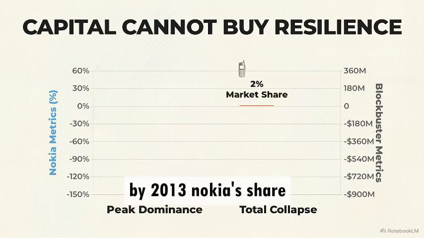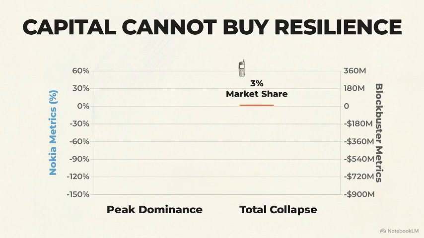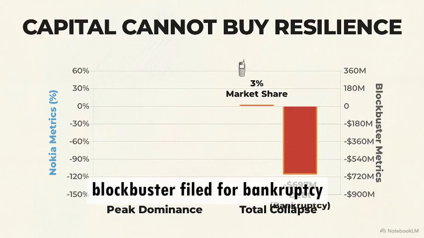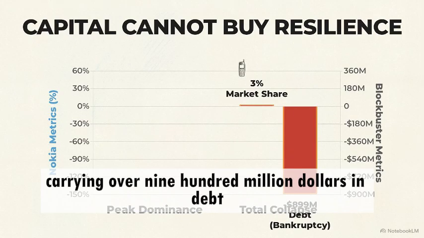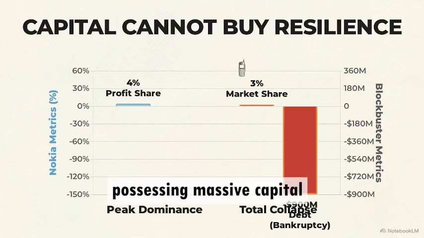By 2013, Nokia's share of the global smartphone market dropped to 3%. 3 years prior, Blockbuster filed for bankruptcy, carrying over $900 million in debt. These collapses occurred despite both companies possessing massive capital.